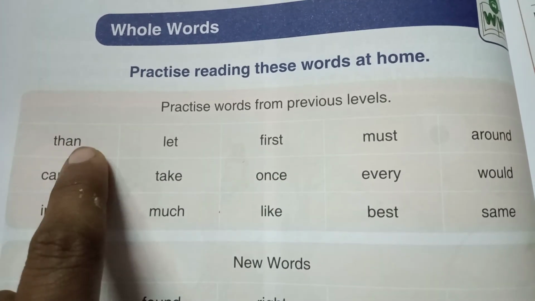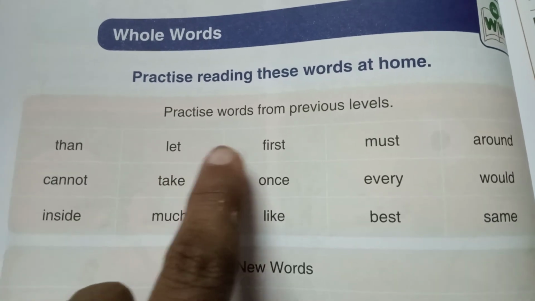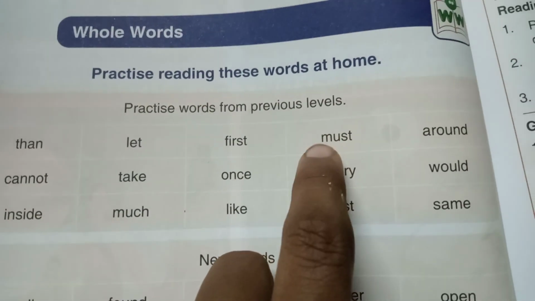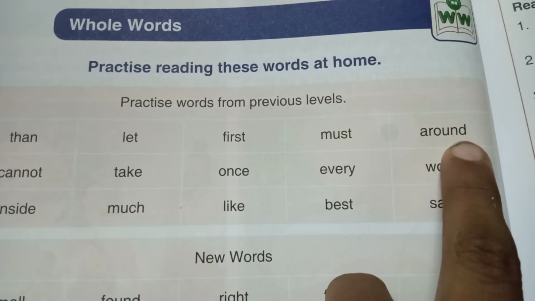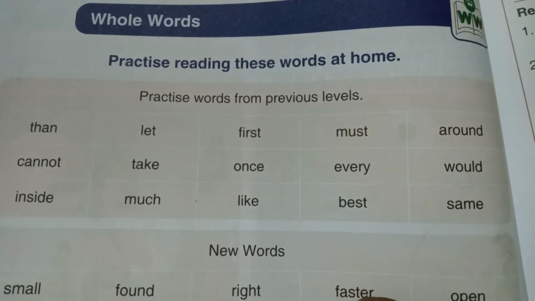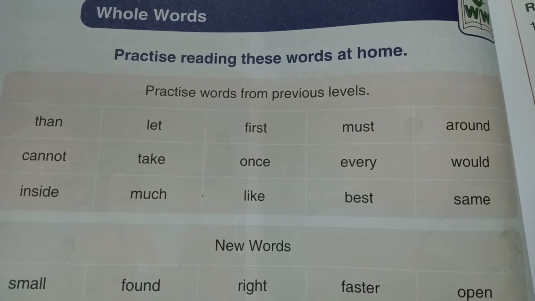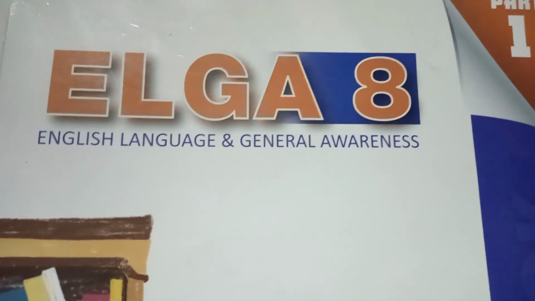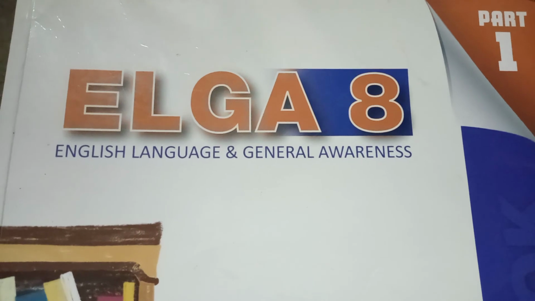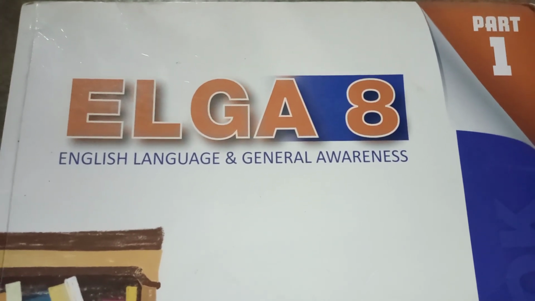Then, let, first, must, around. Okay, great, my dear children. You also pause this video. Just try to read these first 5 whole words. Great, my dear children. Today I am going to introduce the new whole words that are small, found, and right.